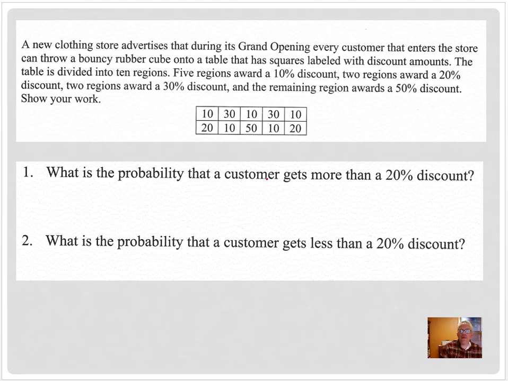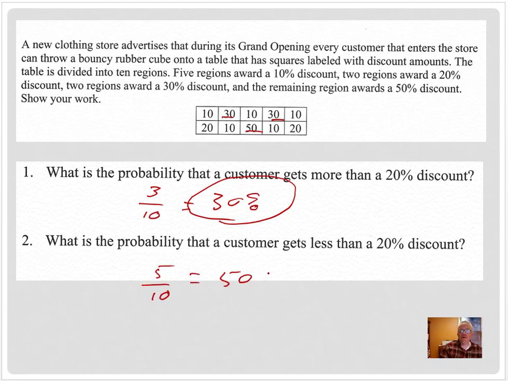It says, what is the probability that a customer gets more than a 20% discount? Well, that would be if it got either of the 30s or the 50. So 3 out of 10, which is 30%. Okay, so a 30% chance that we get more than a 20% discount. What is the probability that a customer gets less than 20%? Well, less than 20 would be any of the 10s, and there are 5 of them, so 5 out of 10. So far, we haven't used our new rule for intersections, but we're going to now.